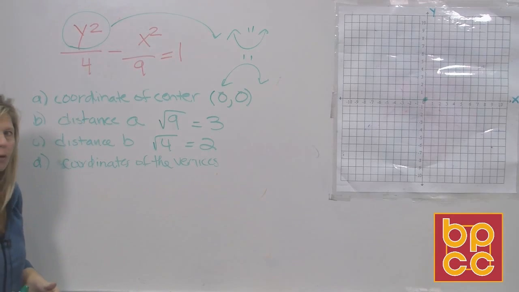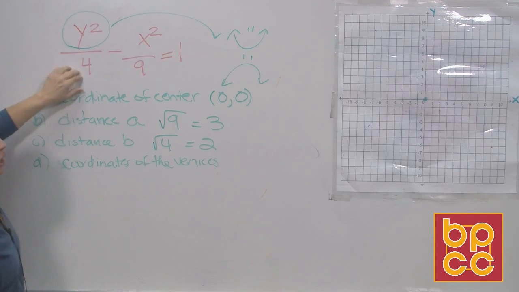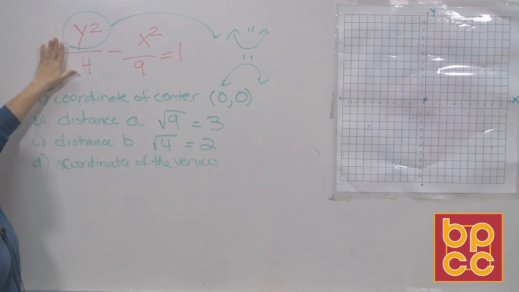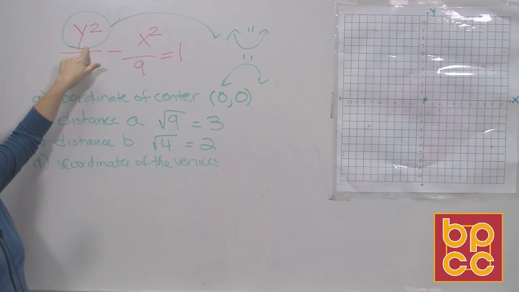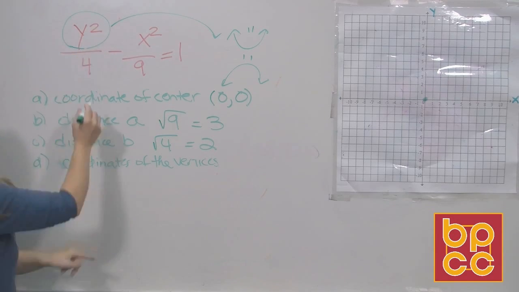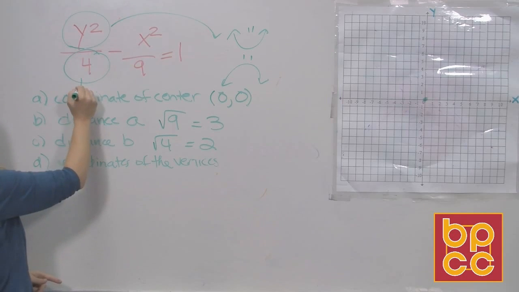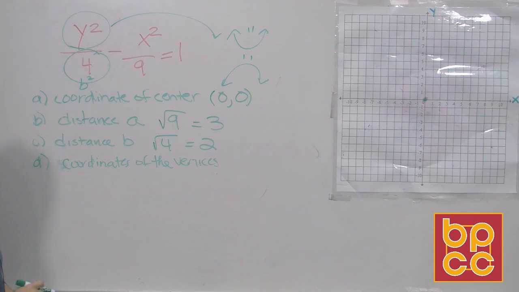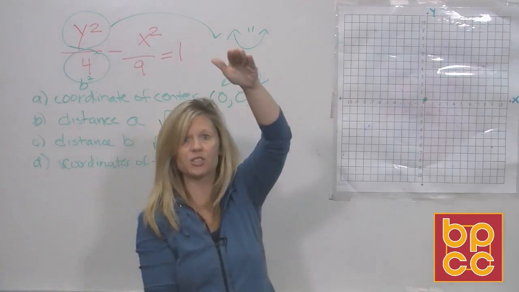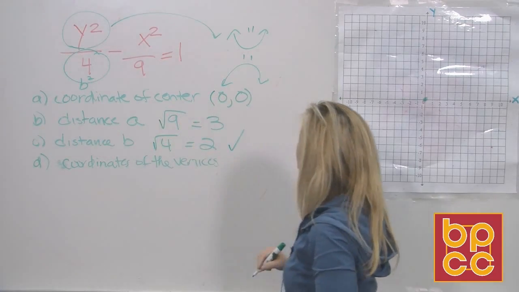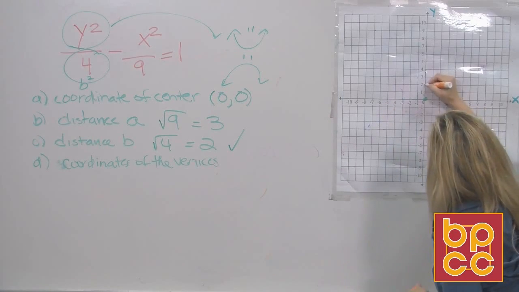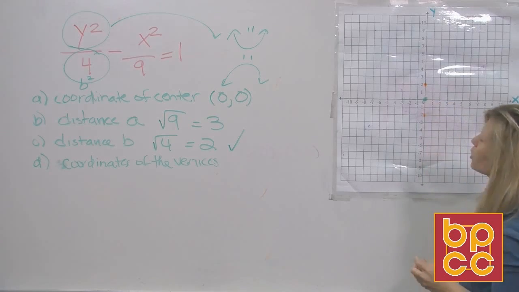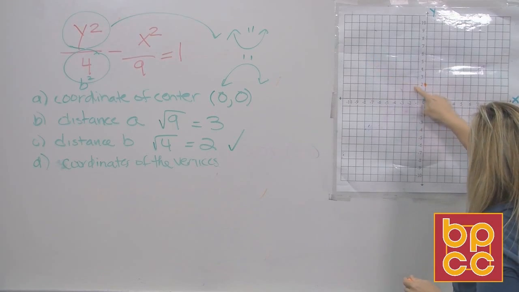Again, the way you decide who you're moving first is you look up at the equation. The equation is giving you everything you need. Y squared is first, which means we're going to break this curve up or down. So we are going to move the distance B first. That's how you know which distance to move first. If you're going to split up and down, you got to move distance B. So we're going to do distance B of 2. So we're going to go up 2 and down 2. So our hyperbola curve has got to come through.